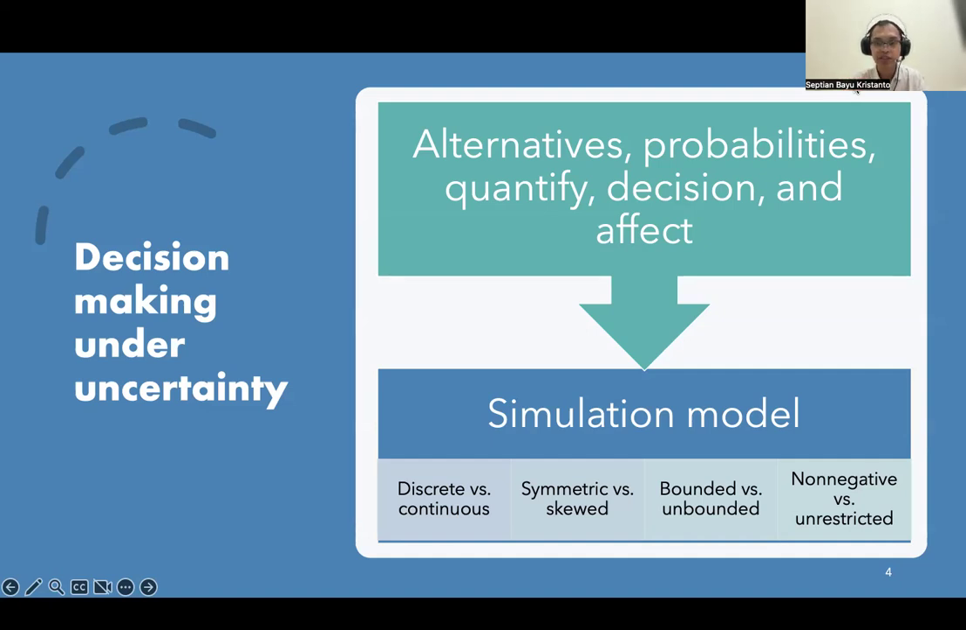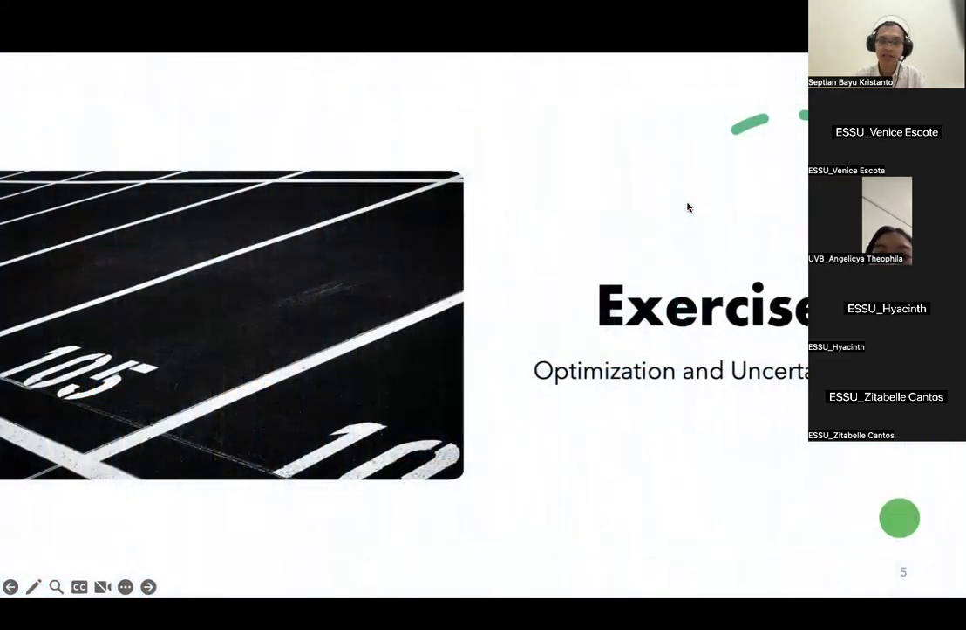Based on these situations, we need to choose the best options for any kind of simulation: between discrete and continuous, symmetric or asymmetric conditions, even if they are skewed, bounded and unbounded, and also the non-negative and unrestricted model. So how do we do some exercise? We have an exercise in your virtual class. I uploaded a Microsoft Excel file with the name optimizations and uncertainty.